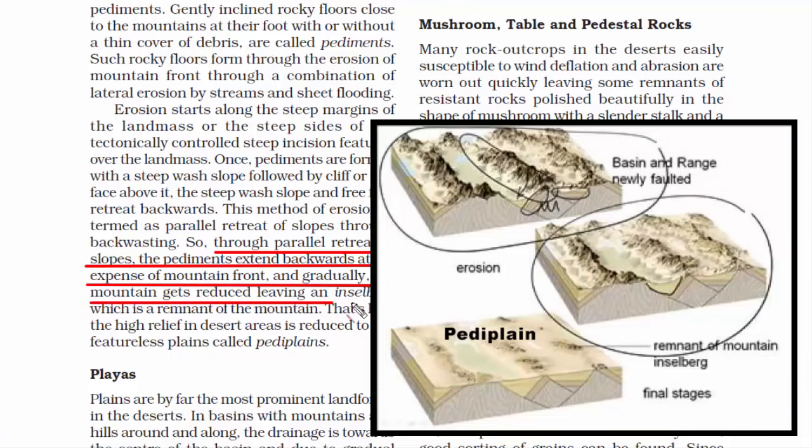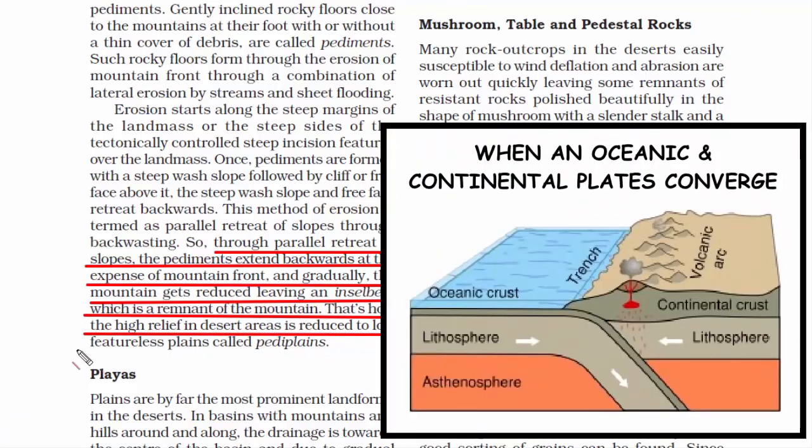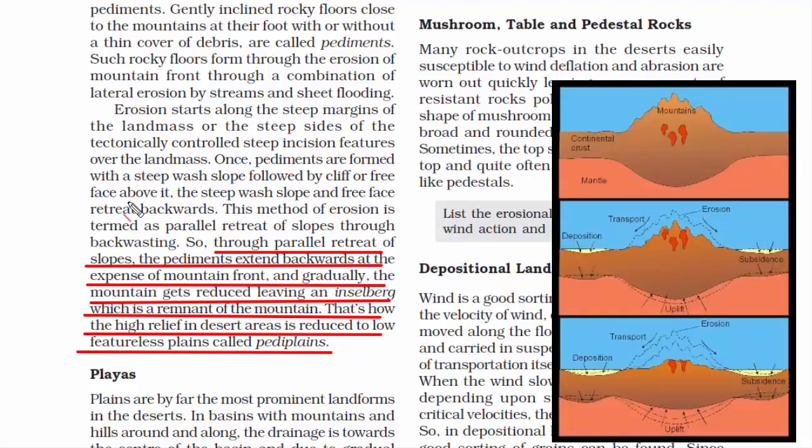heavy rain activities. So you remember orogenic stage, where mountains are formed when two tectonic plates converge. After the mountains are formed, they get continuously eroded by wind and water. And there will be a time when these mountains transform or recede into plateau stage. It is again further reduced to low featureless plains called pediplains.